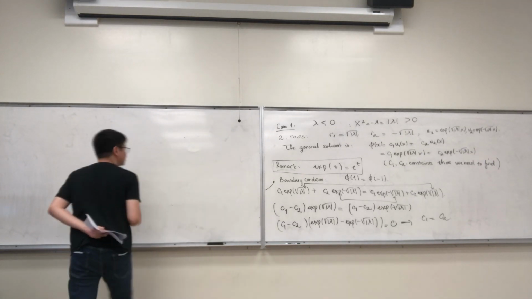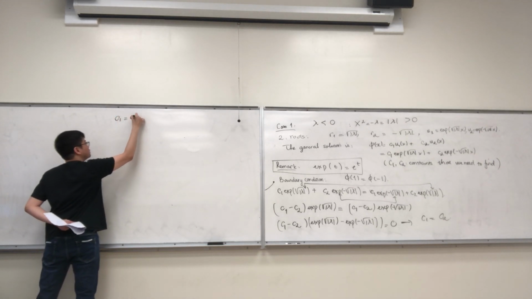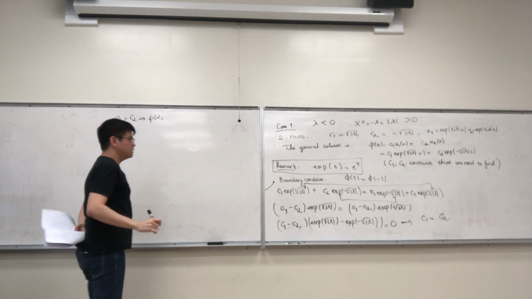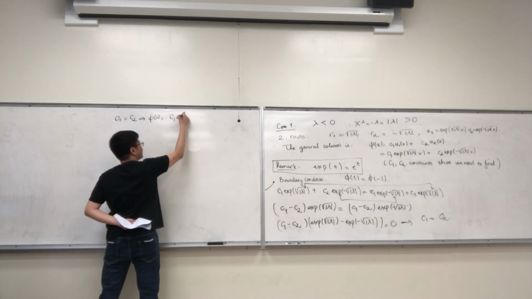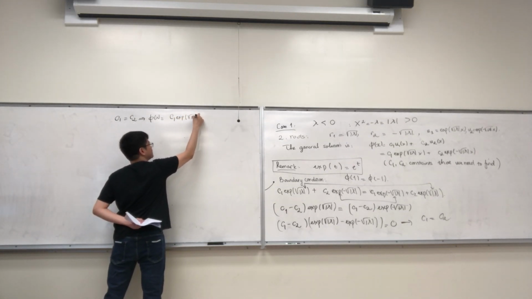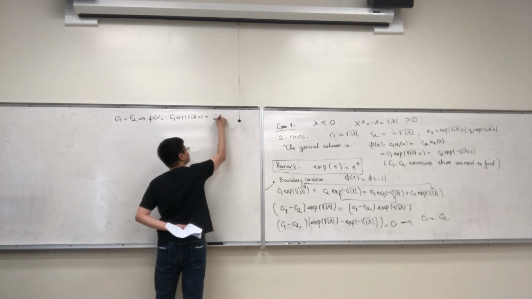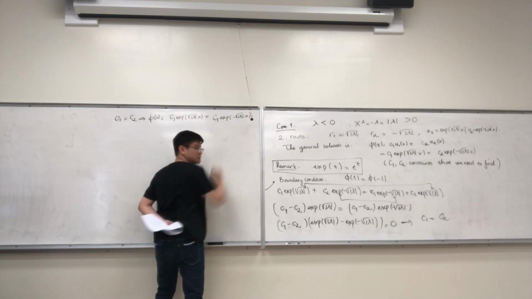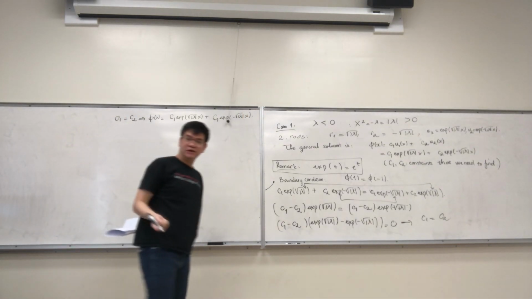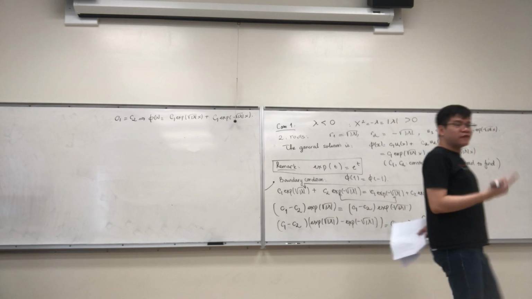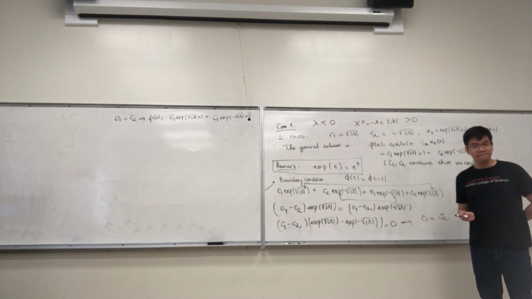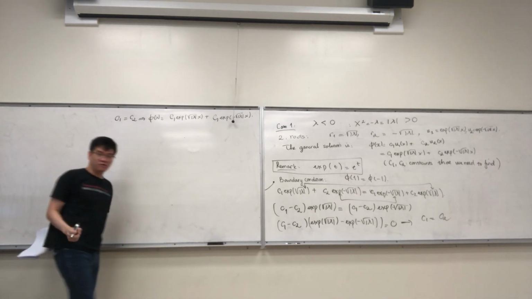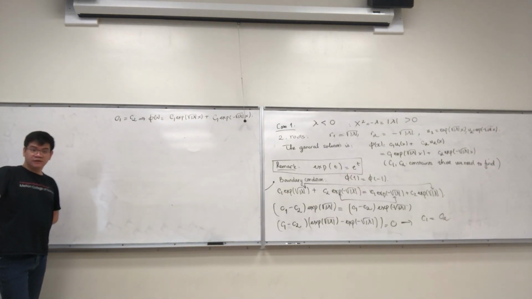So now I have C1 is equal to C2, right? Which means that phi of x will be C1 exponential of square root of lambda x plus C1 exponential of minus square root of lambda x. Alright? So from the first boundary condition, I infer that C1 has to be equal to C2. So I replace C2 by C1, so this is basically the general form of phi. Questions? Is it clear?